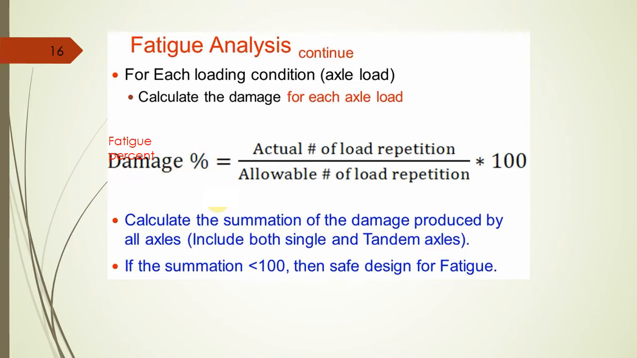For each loading condition axle load, calculate the damage for each axle load. So the steps that I did before, I will repeat them for each axle load. I will calculate the damage percent, or the fatigue percent, equal to the actual number of load repetitions over the allowable load repetitions, multiplied by 100.